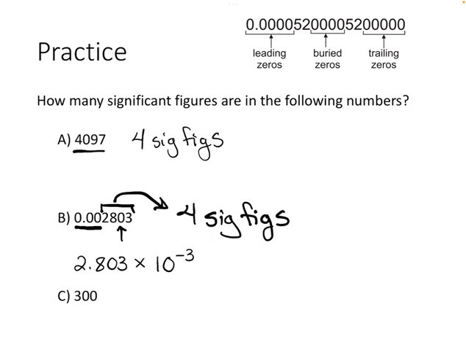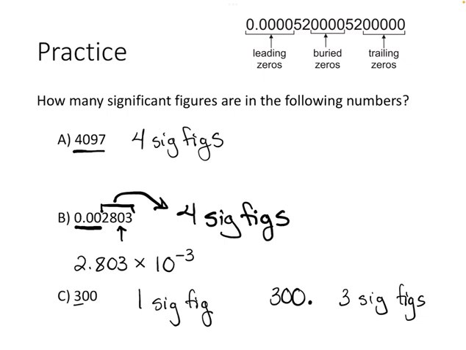Now, the last example, 300. How many significant figures do we have? Well, we do not have a decimal point, right? So we actually only have 1 sig fig. But what if we had written this as 300 with a decimal point at the very end? Then we would have 3 sig figs, right? So that decimal point makes all the difference.